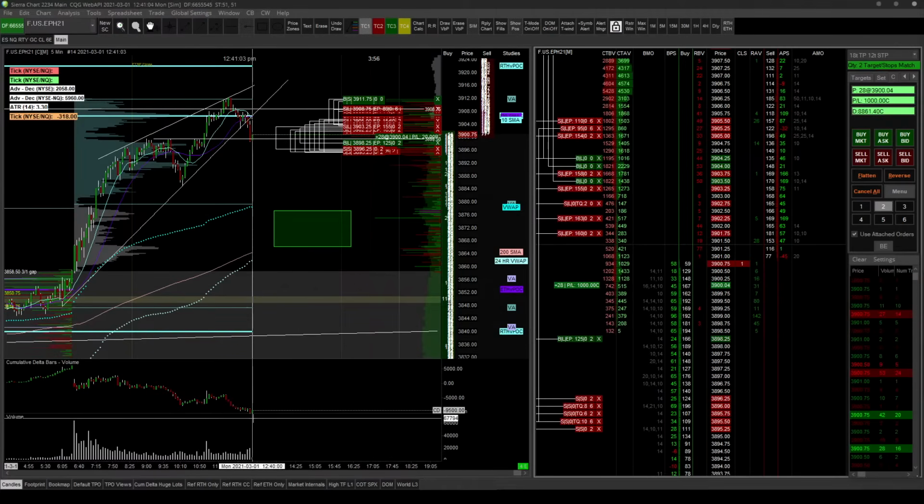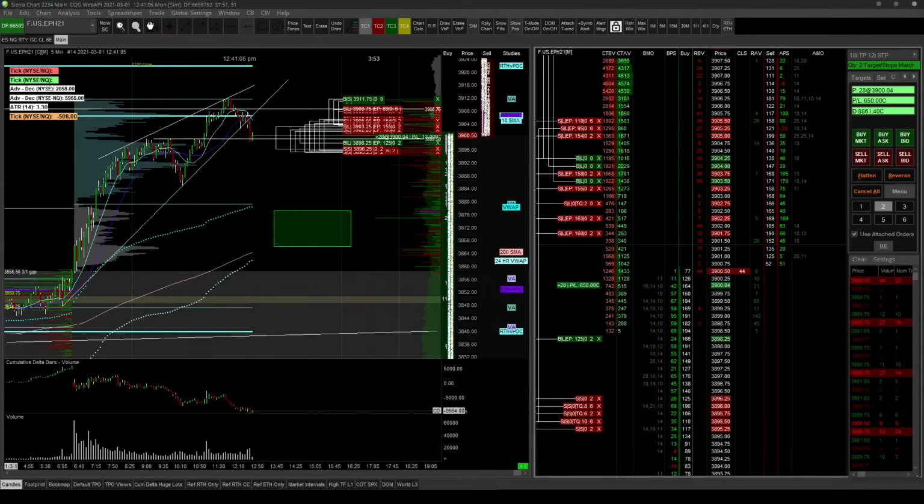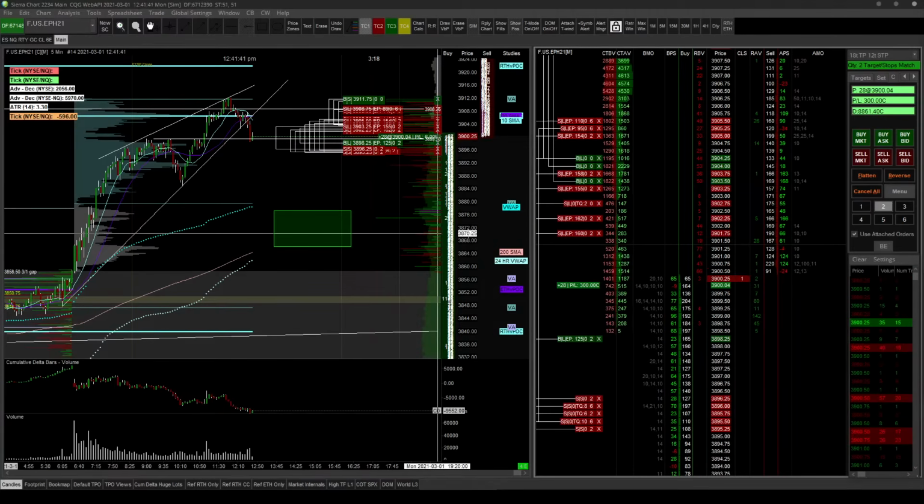And look at those deltas. Oh boy. Also, though, shorts went out. You could see it on the book. On the depth of market, you could see it. Oh, we'll see. We'll see who wins and who loses here. Short term.